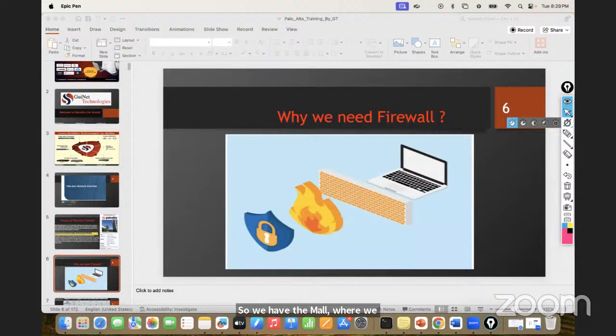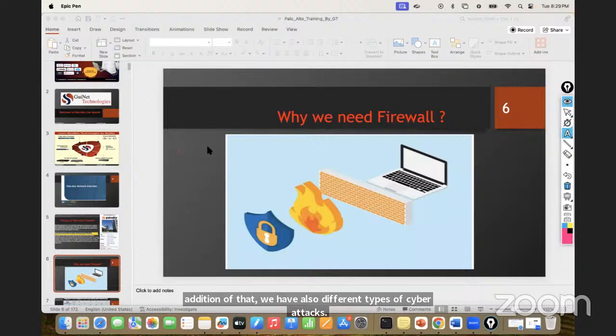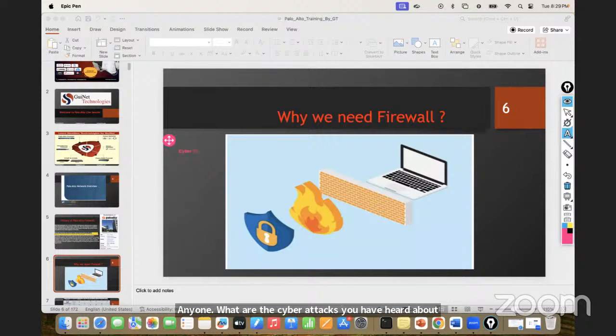In addition to that, we also have different types of cyber attacks. Does anyone know about any cyber attacks? Anyone? What are the cyber attacks you have heard about? You can just talk about cyber threats or attacks. Anyone know about that? What are the cyber threats and attacks?